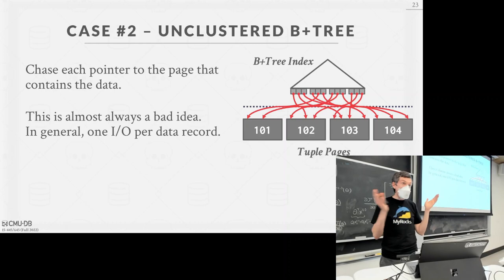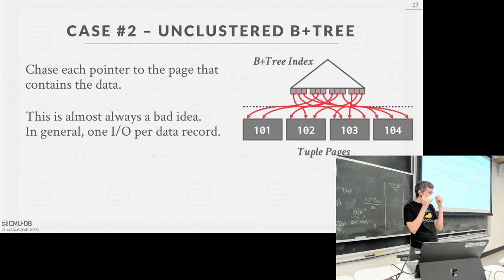Right? And this is what I was saying before, that the optimizer is going to try to figure out, when it converts a SQL query into an actual physical plan it wants to execute, it has to make estimations about how much I/O is going to be done from one strategy versus another.